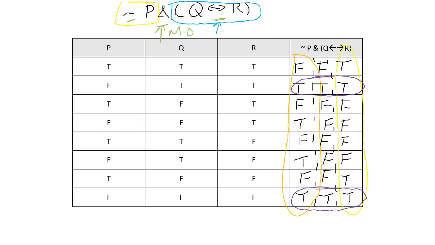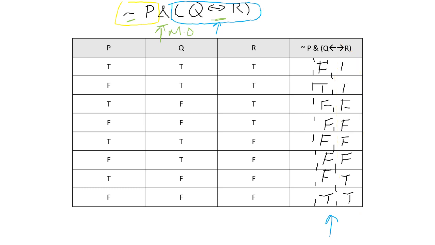So now that we've determined the ampersand, this column here, we can get rid of these other columns because we don't need them anymore. We only needed them to determine the ampersand's value. And so this column here represents the evaluation of the full sentence, tilde P and Q double arrow R.